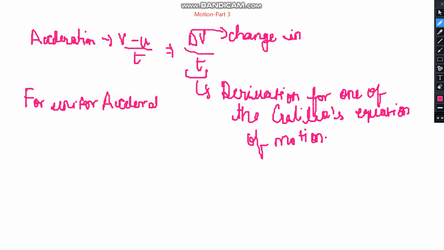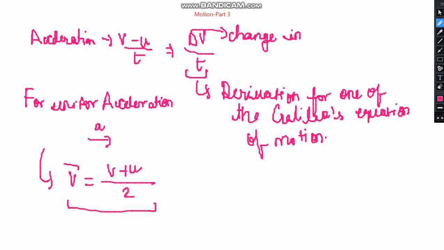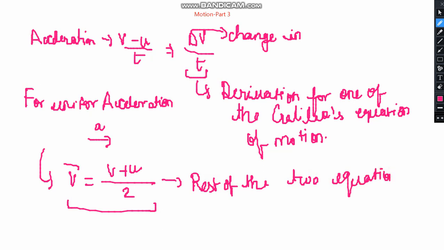One of the important concepts is uniform acceleration. Suppose a particle is moving with uniform acceleration, (v minus u) by t, the same acceleration throughout. Then there is another formula for average velocity. As we already said, average velocity is total displacement by time. The other formula is (v plus u) by 2, final velocity plus initial velocity by 2. Very, very important formula. With this we can derive the rest of the two equations of Galileo's. So this is the base.